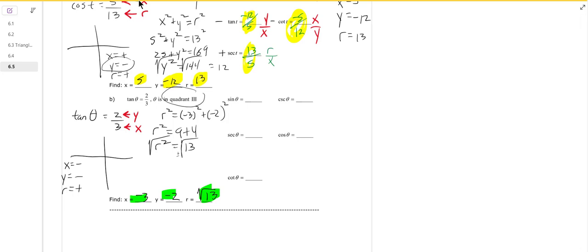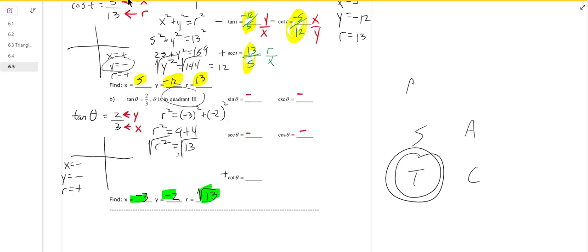Now what I'm going to do is, again, use the all students take calculus. And in this case, if we're in quadrant 3, the tangent is the one that's positive. The tangent and cotangent are positive. Everything else is going to be negative. Okay, so you could do that, or now that we've reasoned this out, we can just put in our ratios now.